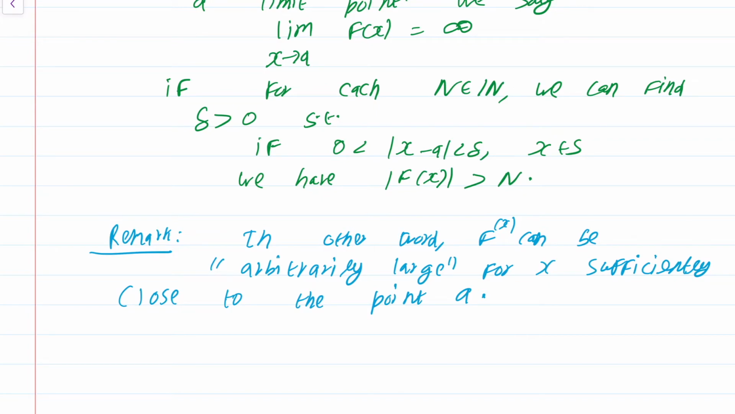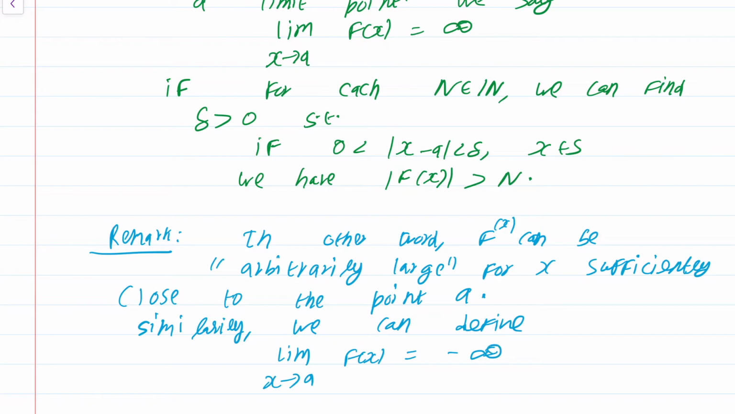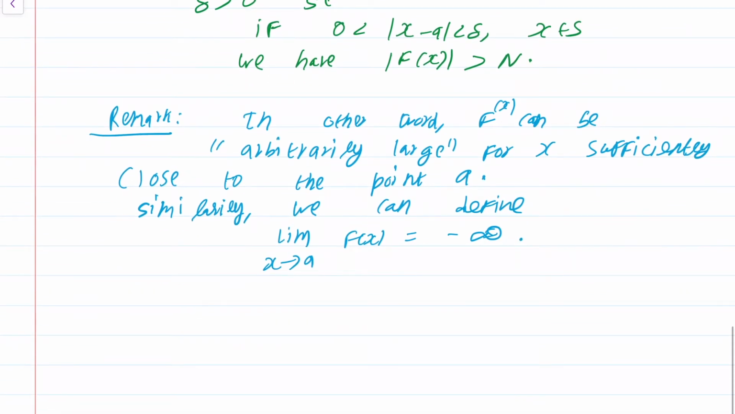Similarly, we can define limit x going to a of f of x equal to minus infinity. The definition is exactly analogous. Okay, so again, an example: limit x going to 0 of 1 by x is infinity.